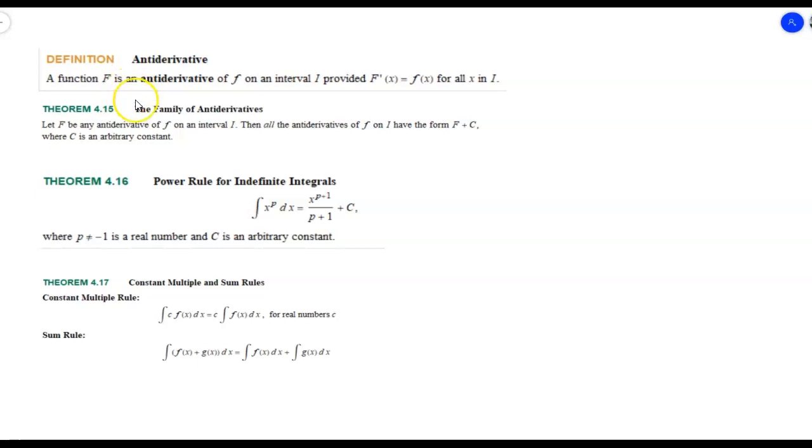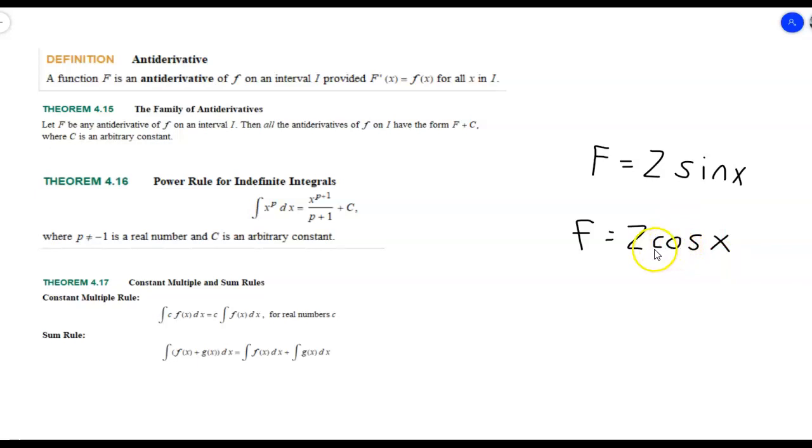A function big F is an antiderivative of little f on the interval I, provided that the derivative of big F with respect to x is equal to little f for all x in I. So let's see what that means. Let's say I have a big F equal to 2 sine of x, and a little f equal to 2 cosine of x. And let's say I'm trying to find an antiderivative for 2 cosine of x.